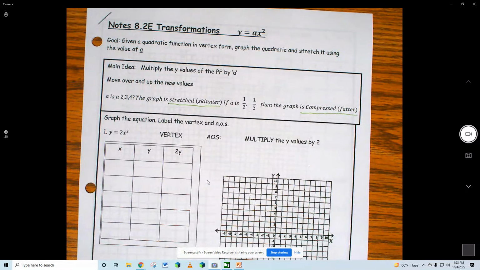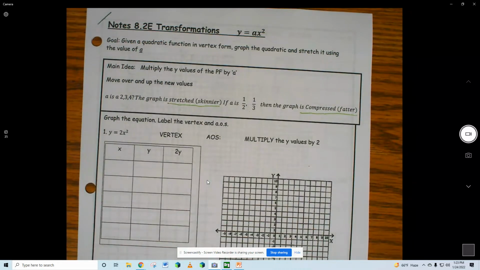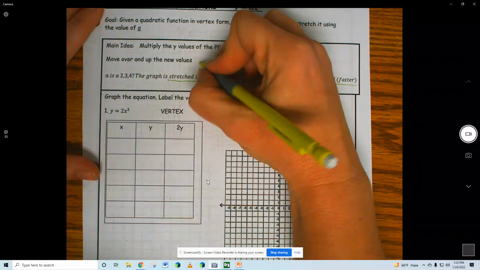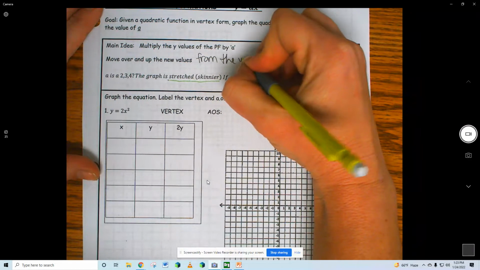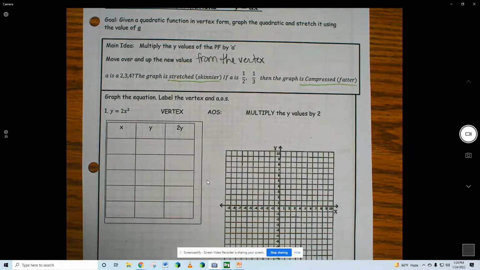We are not going to make a basic table of values like we did for standard form. This is different. I said all last week, over 1, up 1, over 2, up 4. Today, we're not going to go over 1, up 1, or over 2, up 4. We have to alter our numbering because I have now a 2 in front. And then tomorrow, we're going to combine it with H and K. So, we move over and up the new values from the vertex. Today, our 0, 0 location is going to be the vertex. Tomorrow, we're going to get a new vertex.